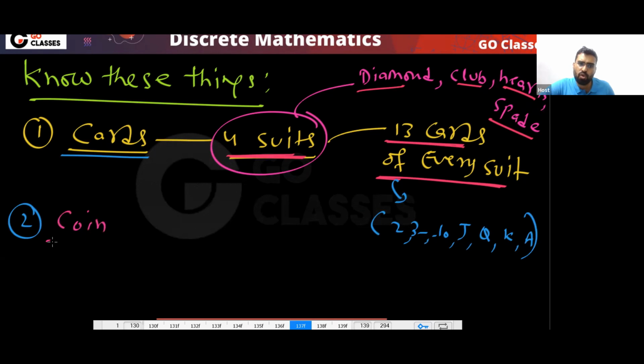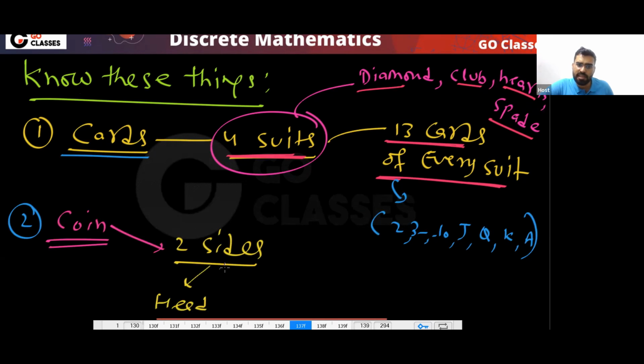Next you should know about coins. In a coin you have two sides. One is head, another is tail. On a coin you have these two sides, head comma tail.